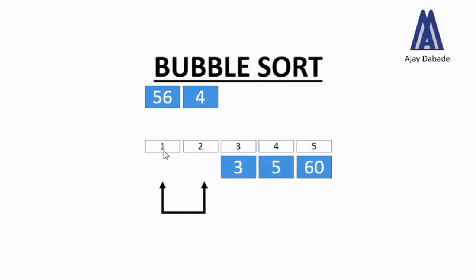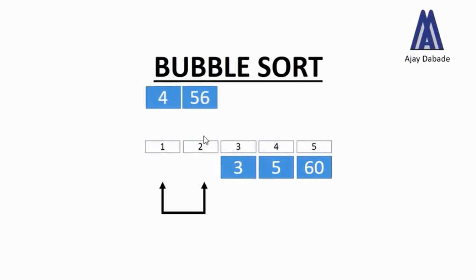Now we will start the second pass. In the second pass, we have to start from position 1 and go till position 4. That is because we already have the largest number at the last, so we don't need to go till 5. So in the first pass, we go from 1 to n, where n is 5. Then in the second pass, we'll go from 1 to n minus 1. And then in the third pass, we'll go from 1 to n minus 2, that is 3. And so on. So in the second pass, we'll go from position 1 to 4.